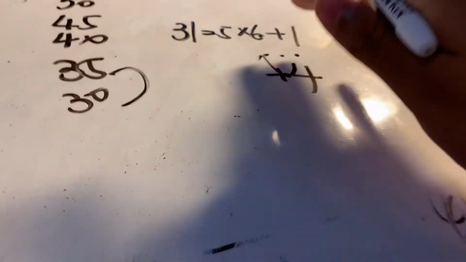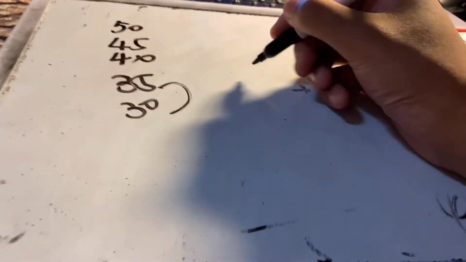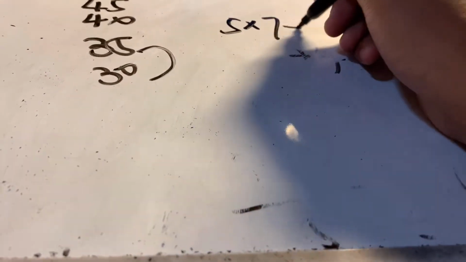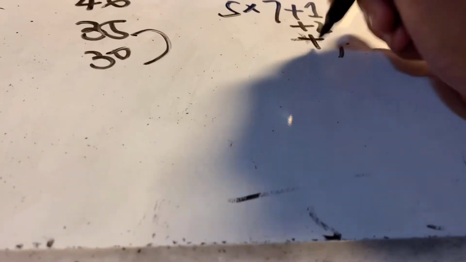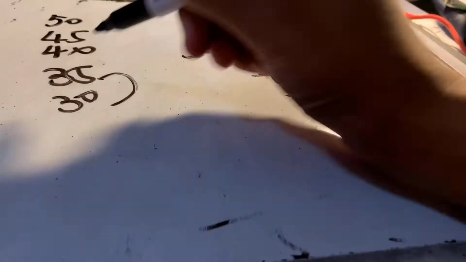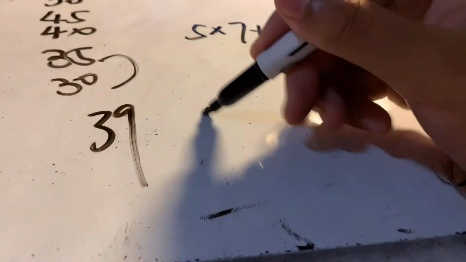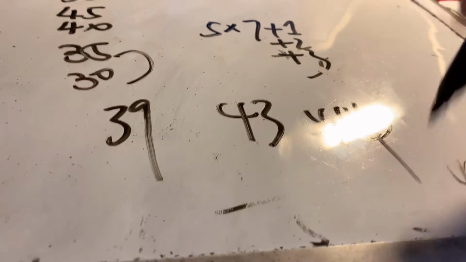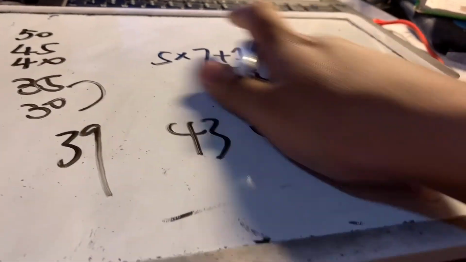So which means 6 answered, 4 unanswered. So this is 35. So we can see here plus 1, plus 2, plus 3. There's no problem. So 39 cannot be answered. 43, 45, 4 cannot be answered. So 6 problems cannot be answered. D.